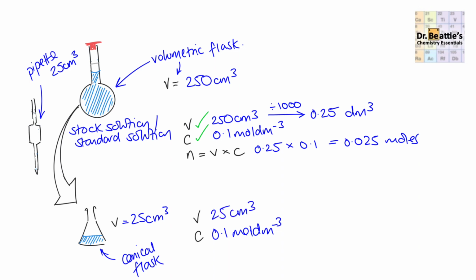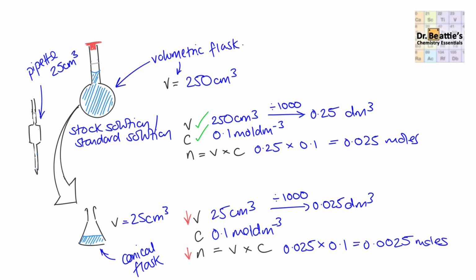So the number of moles that is contained in the conical flask has decreased because the volume has decreased. This is easy to think about when you look at the equation. The number of moles is linked to both volume and concentration. So if one of these terms decreases, and in this situation the volume has decreased, then the number of moles is directly related to this, and so will also decrease. To work this out again, we need that in decimeters cubed. So our calculation gives 0.0025 moles.